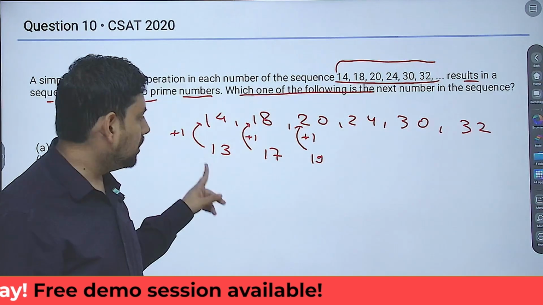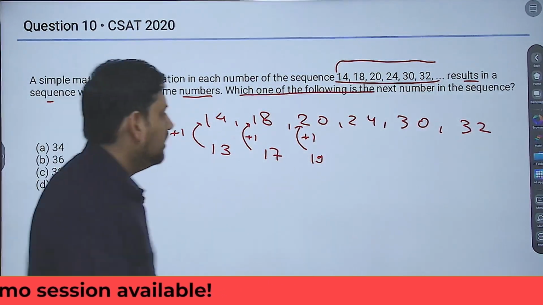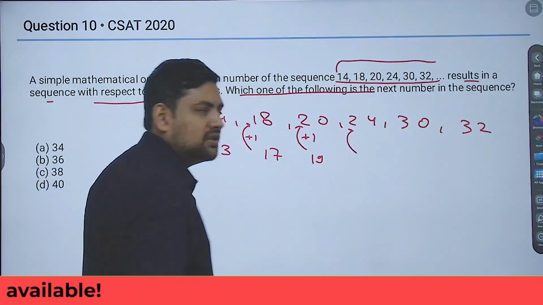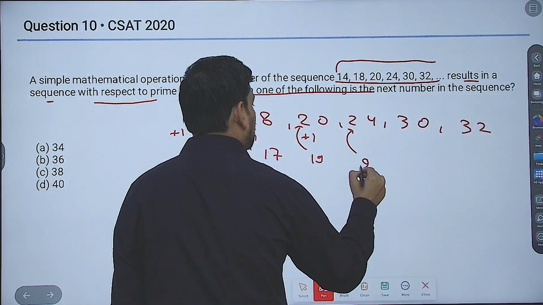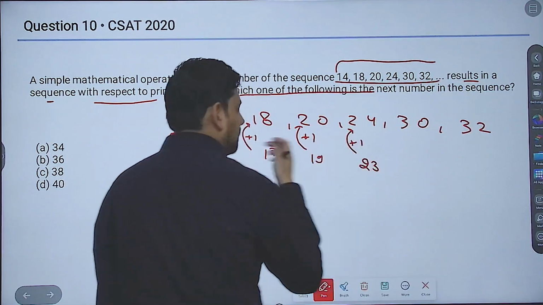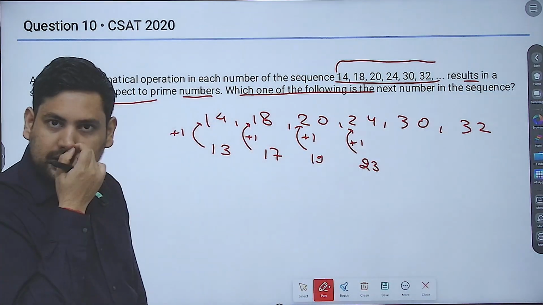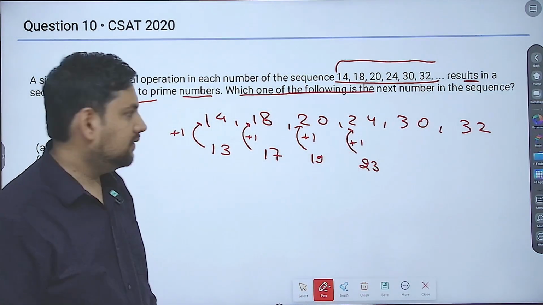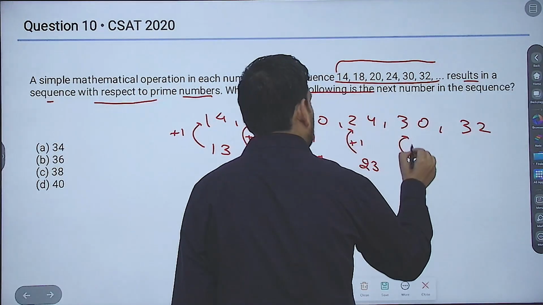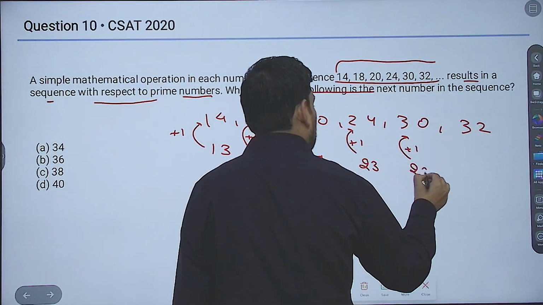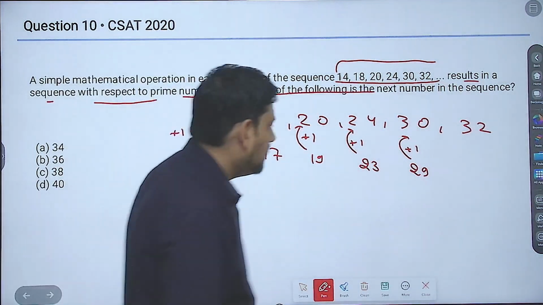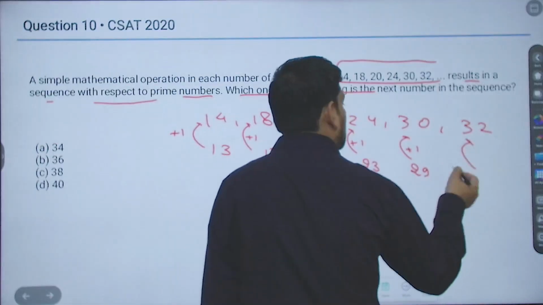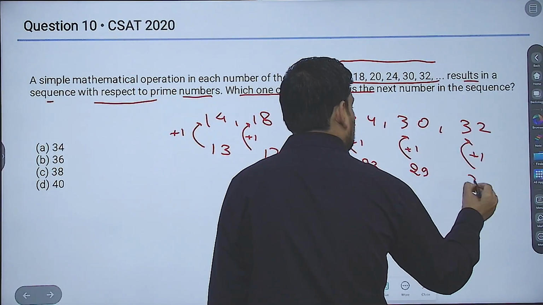And the series is forming 13, 17, 19. Next should be what? 21 is not a prime number. The next prime number is 23. So this should be 23 plus 1, correct? 23 plus 1 will become 24. Then similarly, 29 plus 1 becomes 30. And next is 31 plus 1. So similarly this is 31 plus 1.